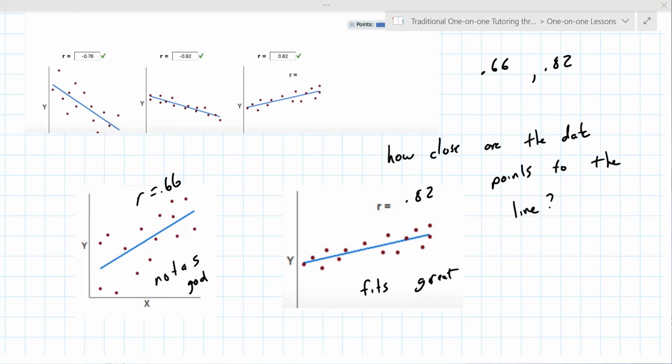ANOVA. We did a homework on this a while back. I guess we'll just go through this one question at a time.